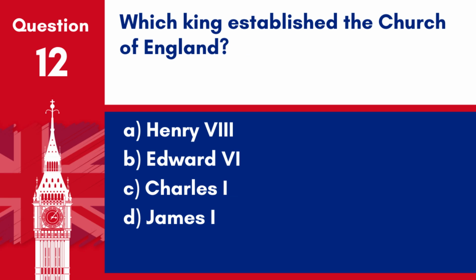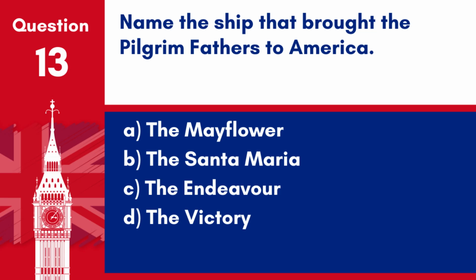Question 12. Which king established the Church of England? A. Henry VIII. B. Edward VI. C. Charles I. D. James I. Answer: A. Henry VIII. King Henry VIII established the Church of England in the 16th century as part of the Protestant Reformation.